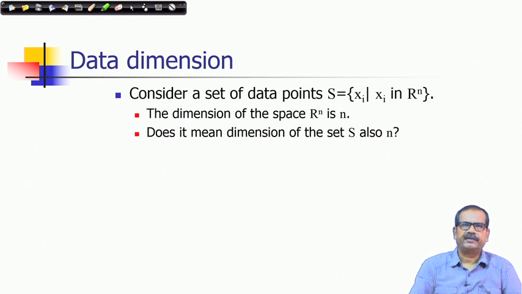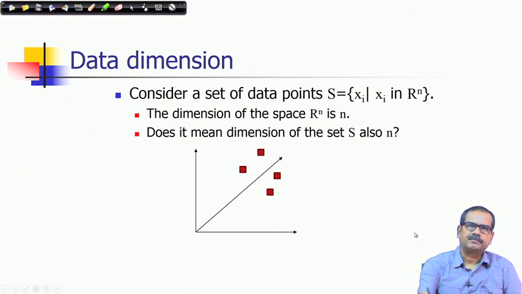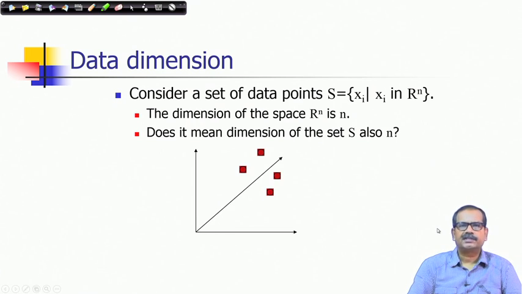We can consider it as a vector in that real space. So, the dimension of that space is naturally n. Now, does it mean the dimension of the set S is also n? So, let us take this example. It is a 3-dimensional space and there are 4 data points.